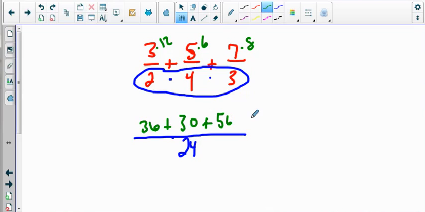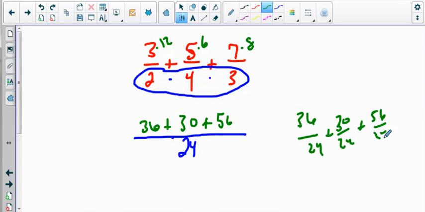But anyway, that's how you put the same denominator under there. So I would end up with 36 over 24, 30 over 24, and 56 over 24, and then I could just multiply by that denominator and get rid of everything.